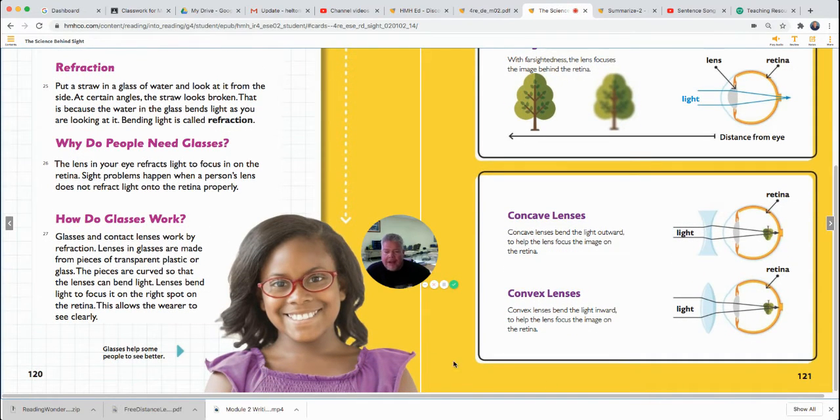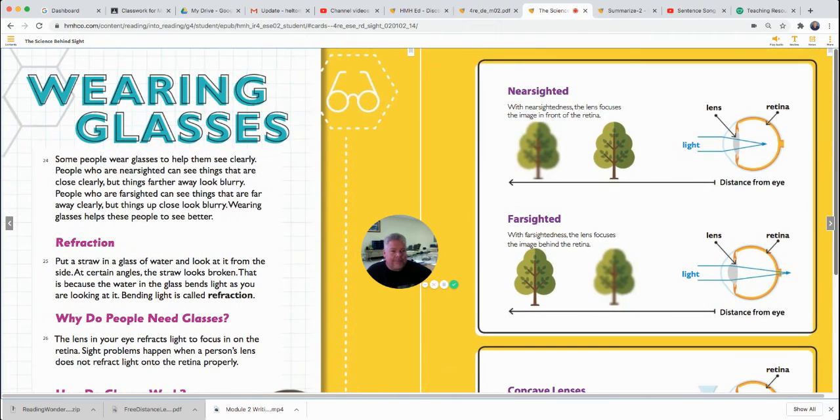So when I go to my eye doctor, he puts different kinds of lenses in front of my eye with a little machine, and he'll switch. How's that? And I'll say, still blurry. How's that? I can see better. And he'll know it's the right kind of lens I need because it's focusing the light correctly on my retina to help me see things more clearly.